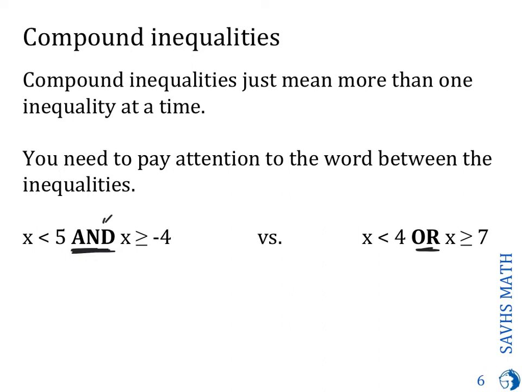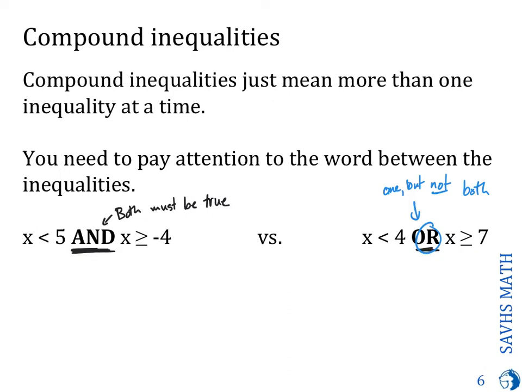The word "and" in math means both have to be true. The word "or" in math means one, but not both. So it could be one, it could be the other one, but it cannot be both. That's the important part about what "or" means.